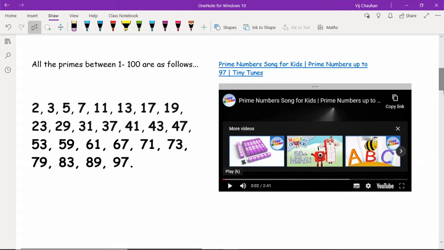So on the screen you can see all the prime numbers from 1 to 100 that you need to learn. As I said, it's really important you get to know these prime numbers, and if you can recall them, excellent. There are several things on YouTube, as well as obviously this video, that can help you learn these prime numbers.